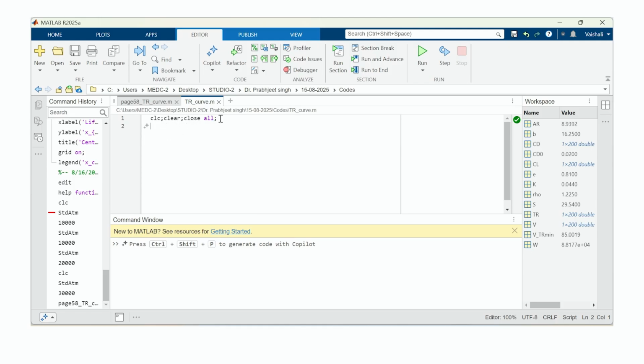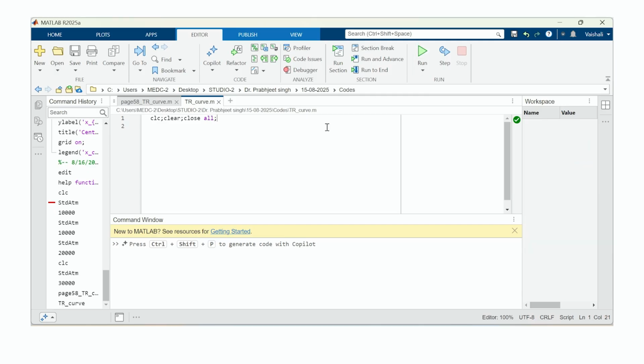CLC, clear, close all. Alright, close all will close all the figures. Clear will clear this workspace over here on the right hand side. And CLC will clear the command window. So you can see in the workspace there are already parameters. Let me run this. I have saved this file as tr_curve.m. So now we have cleared the command window as well as the workspace. And if there were any open figures, those will also be closed.